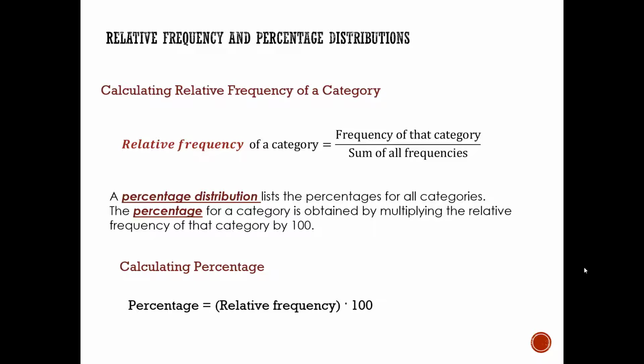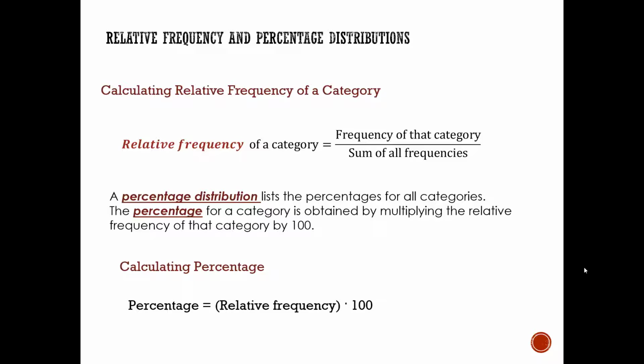Now the sum of all frequencies in our donut data is 30, because we had 30 donuts total. So the sum of all frequencies is our sample size or our population size, whatever we're using. The frequency divided by the sum of all frequencies gives us a relative frequency. It tells us how that category relates to the rest of the data items.